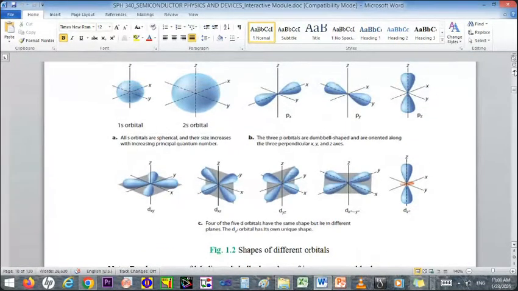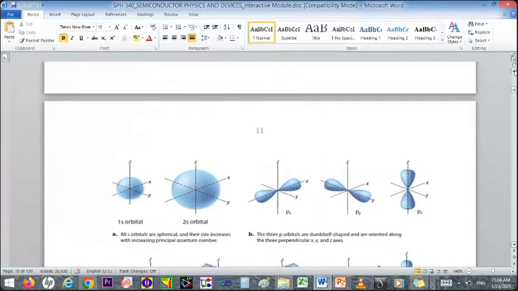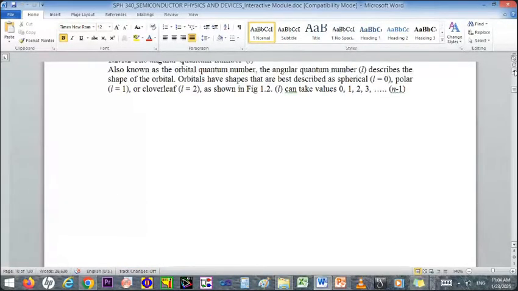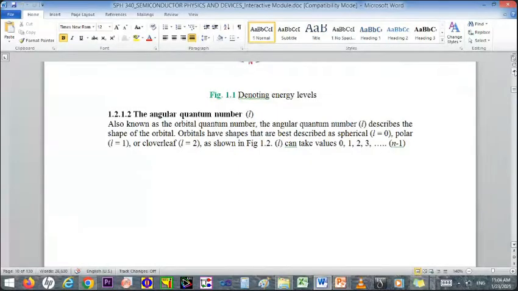So remember this, which we mentioned about the angular quantum number represented by L.